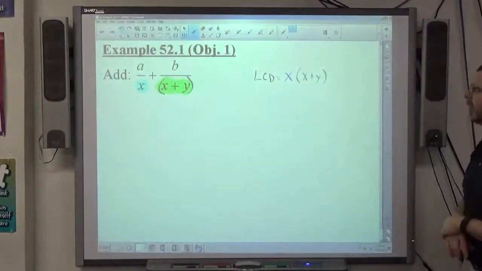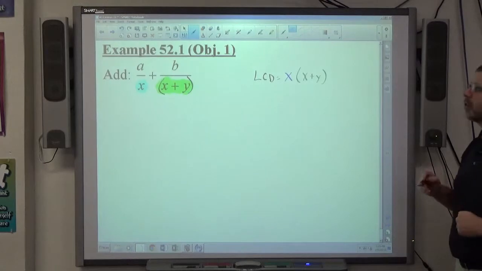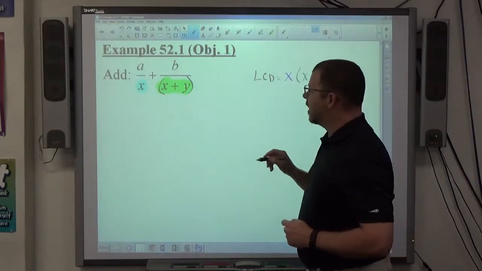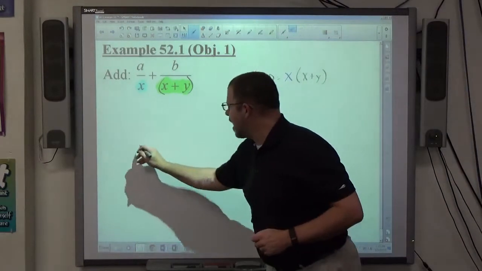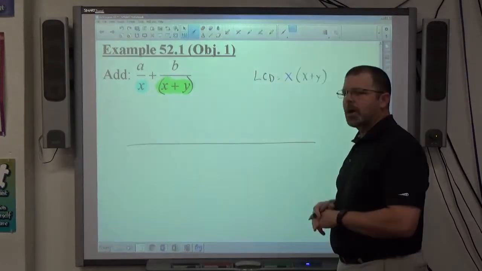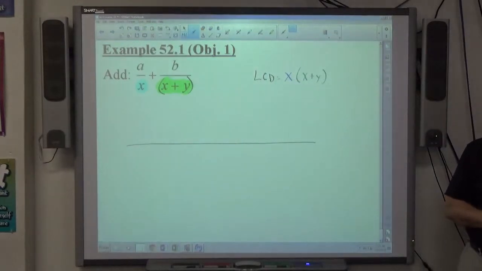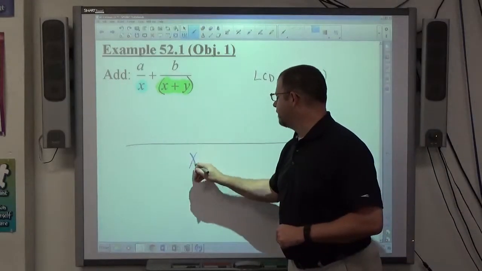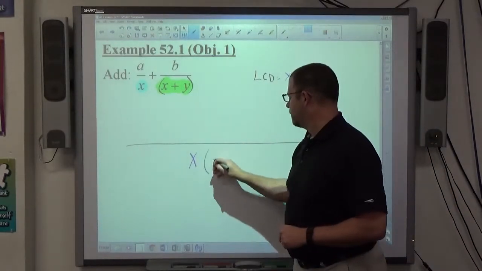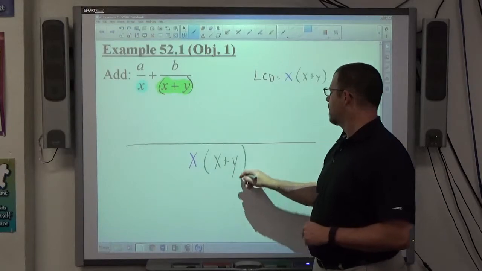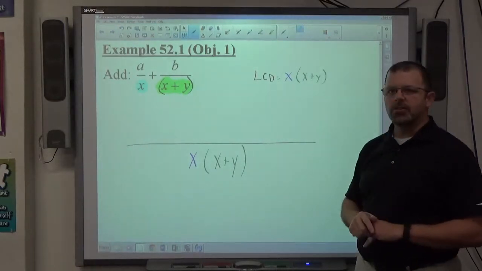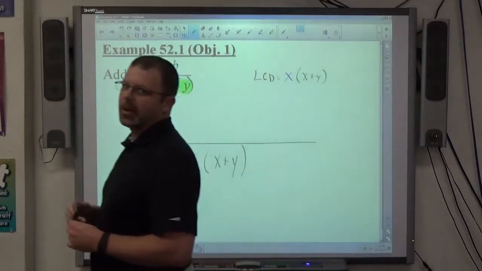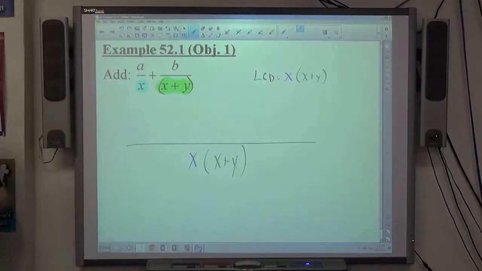Okay, again, the problem as stated is right there. My least common denominator is x times x plus y, both of the first power. My next task then is to create a common denominator. I'm going to make one big long fraction bar. I'm going to place my least common denominator below that. And then I'm going to look at each fraction individually and see what changes are necessary to make the denominator I need. So how many fractions are there in the problem?